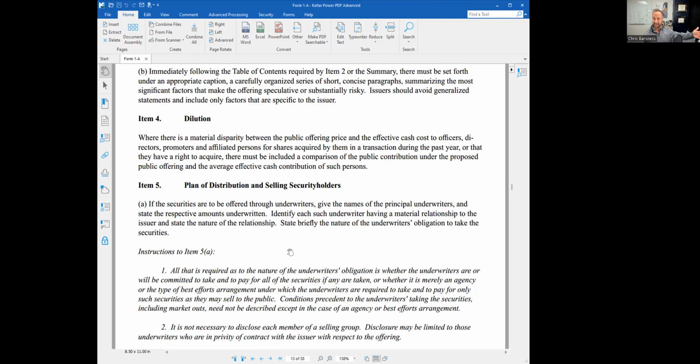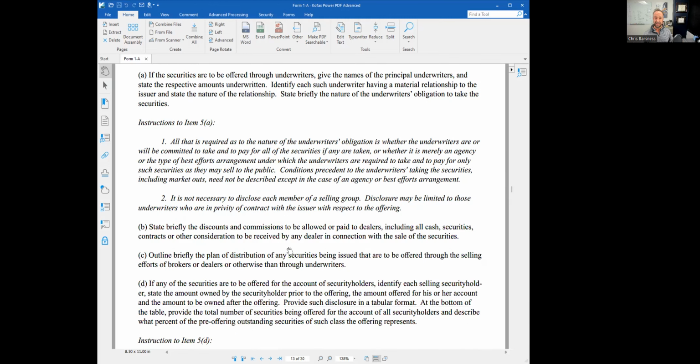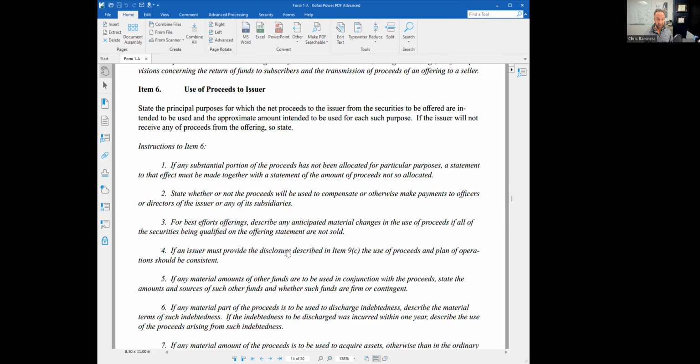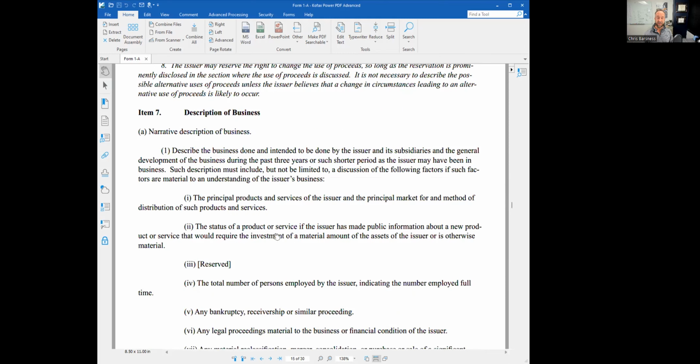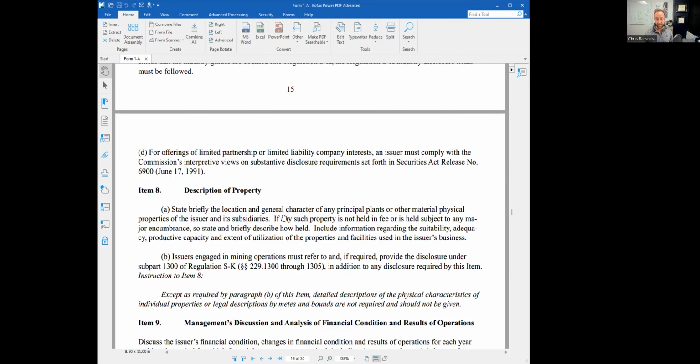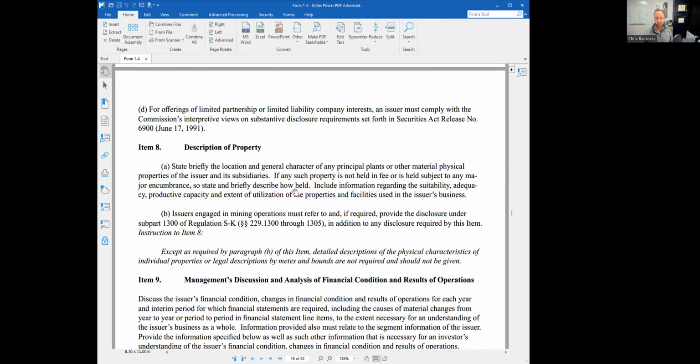How are they selling this stock? Who is selling the stock? Is it the company? How are the proceeds being used? Description of the business. Here's like the mini business plan, if you will, that talks a little bit about the business. And I'm rushing through these, but you can pull up, search Form 1A, SEC, and you'll see a copy of that form that you can obtain on the internet. And you can look through all these items. Description of the property. If there's any property involved, like if you're buying a real estate deal, it would explain the property.